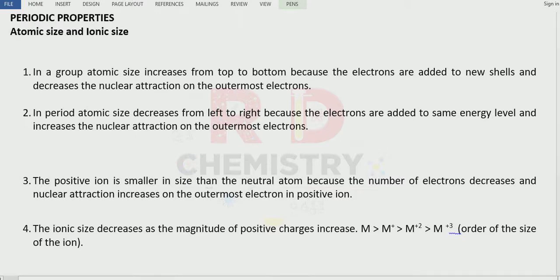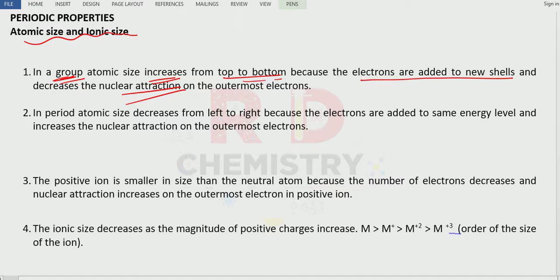About the atomic size and the ionic size. Down the group, the size increases from top to bottom because electrons are added to a new shell. Down the group, shell number increases, period number increases, and attraction between the nucleus and the outermost electron will decrease. Therefore, size increases.